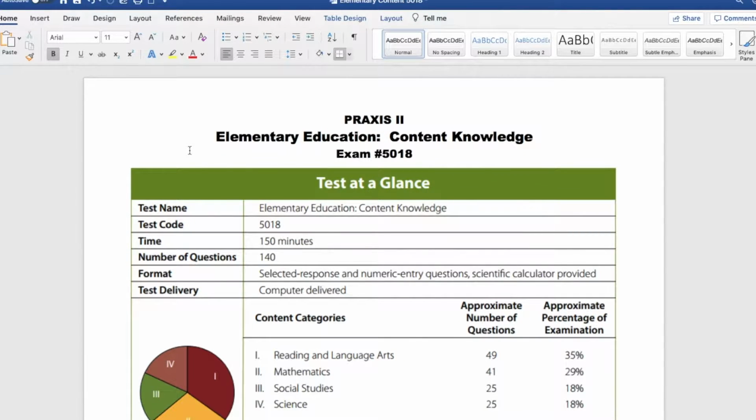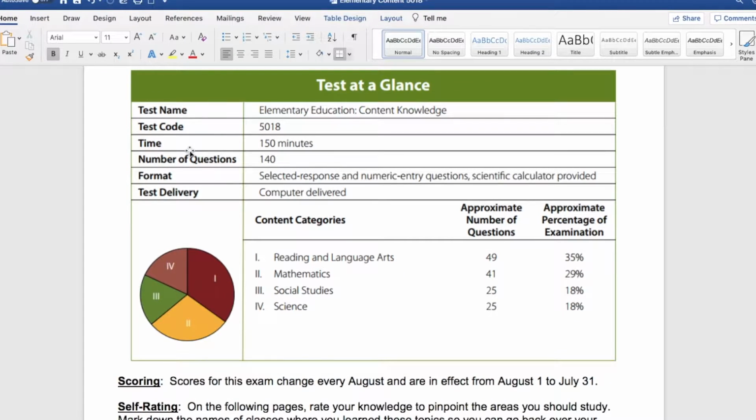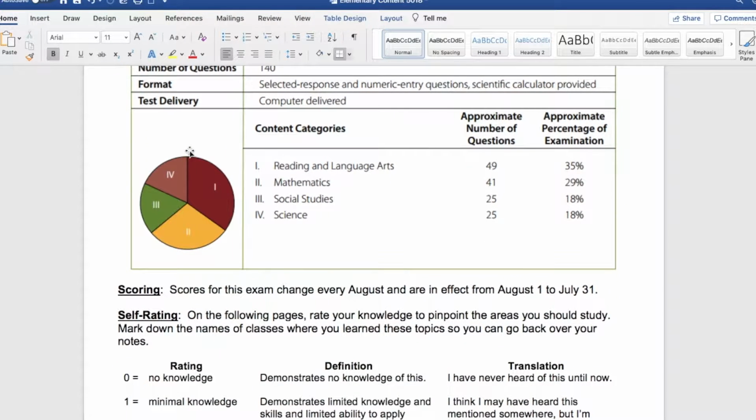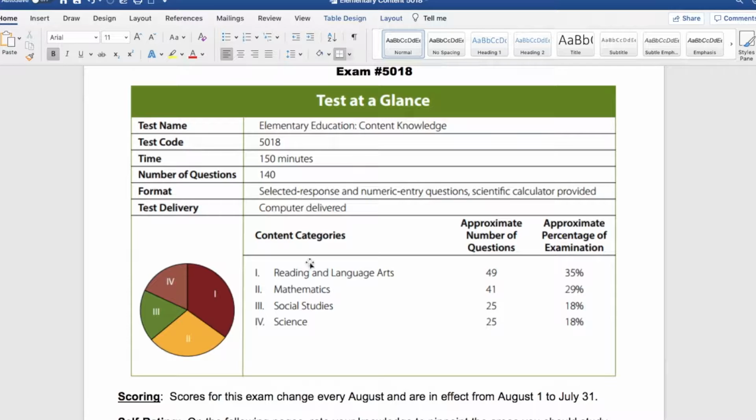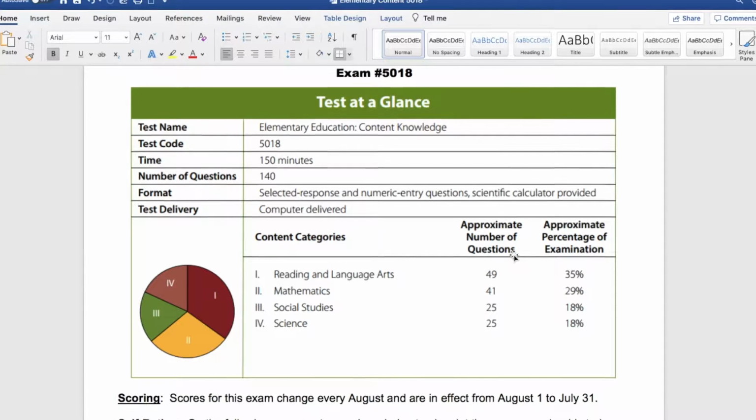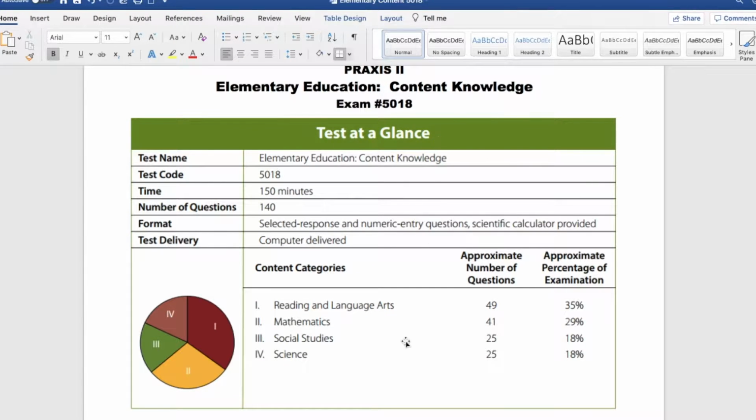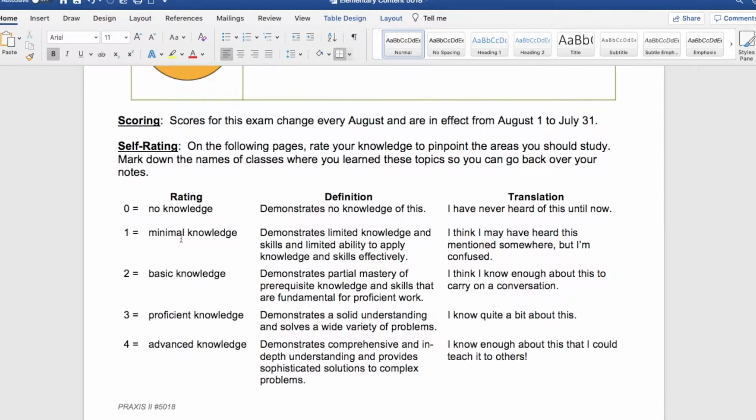At the beginning, it shows you the time, so 150 minutes, and the number of questions is 140. Then the format, test delivery, all those things. Then it goes down and talks about reading and language arts, mathematics, social studies and science, how many questions should be in that portion of the test, and also what the percentage of the examination is for that category.